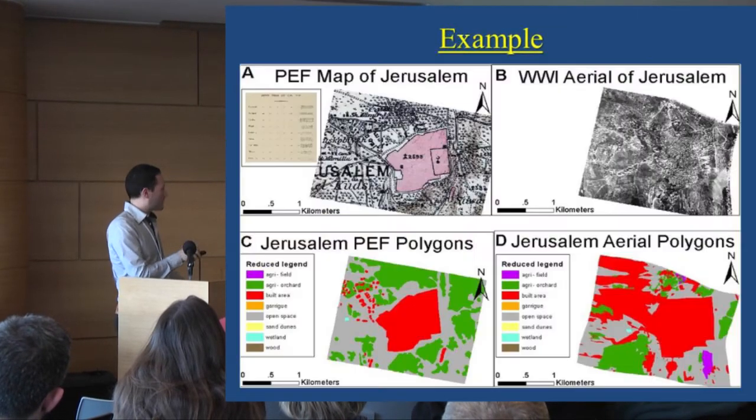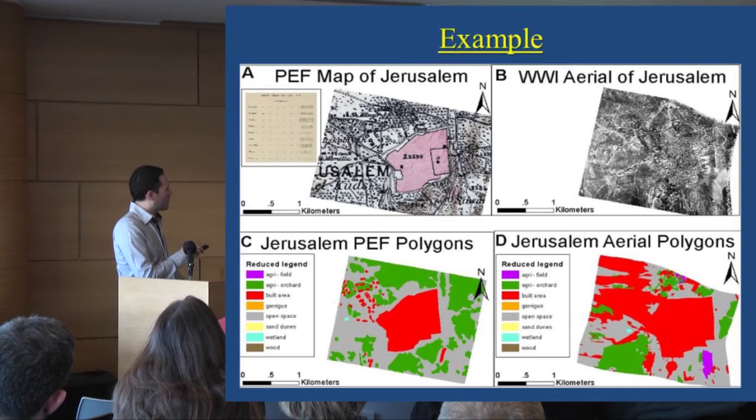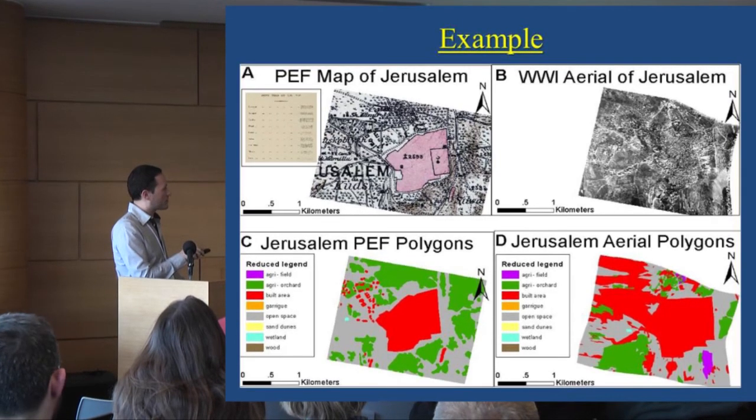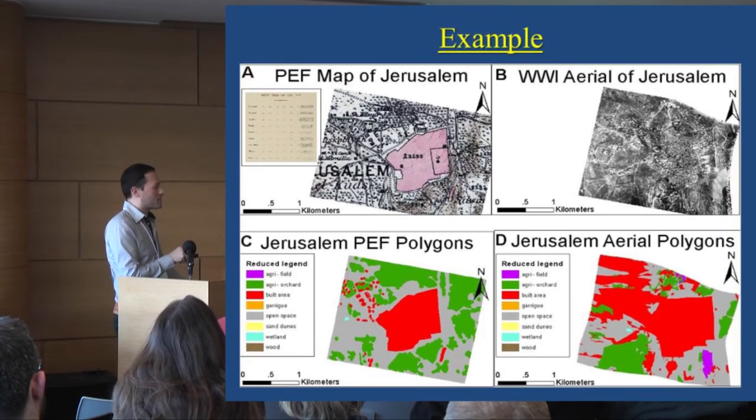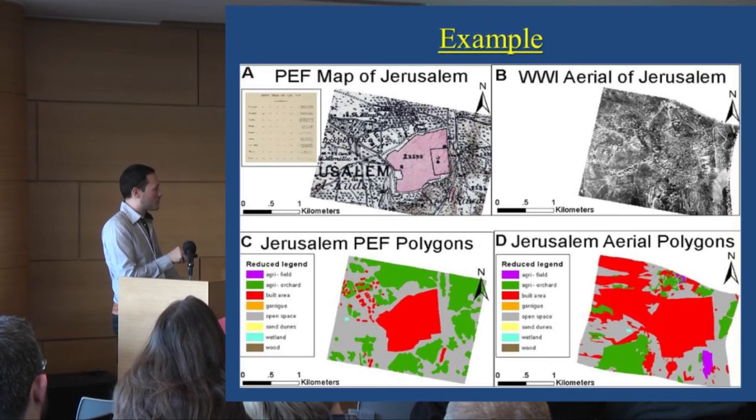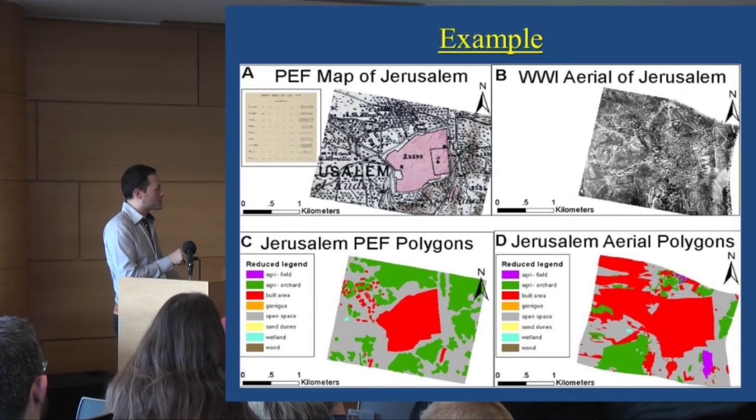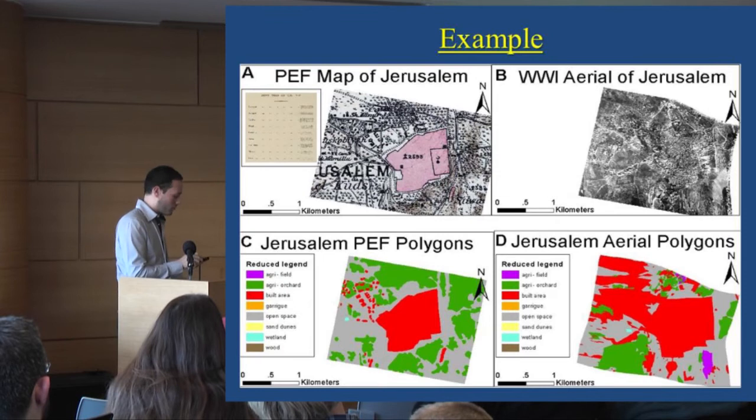And here is an example. For example, I took the PF map of the Jerusalem area, we digitized it, then we took the same aerial photo of Jerusalem, we rectified it to the same place, and we digitized it. As you see, you can see by yourself that there are changes. For example, the built area, the red. Here there were a few houses, and suddenly there is a spread of buildings.